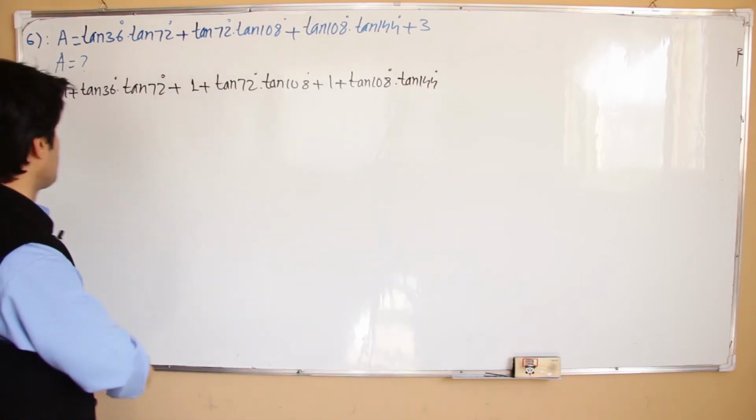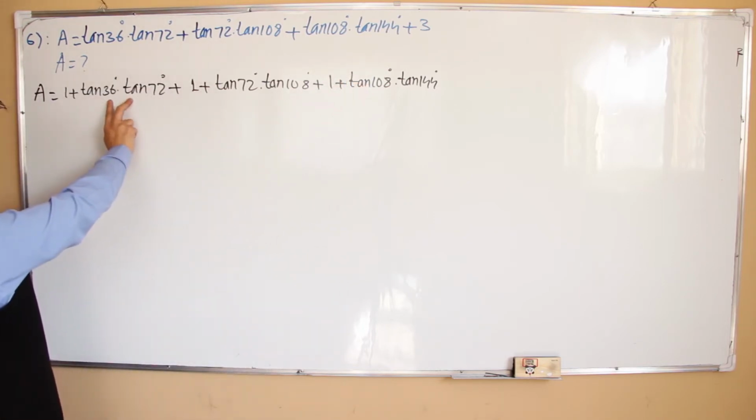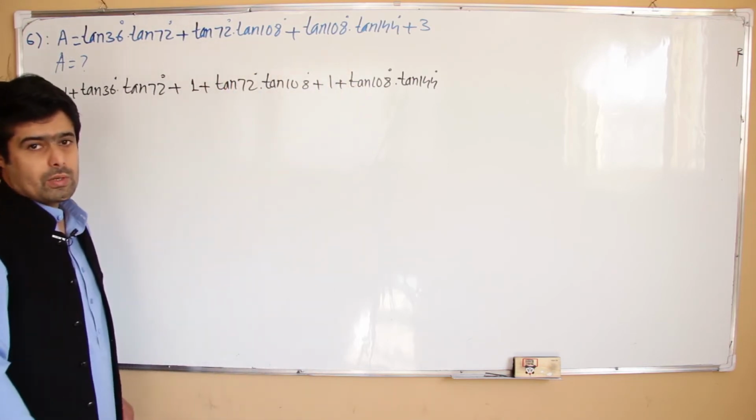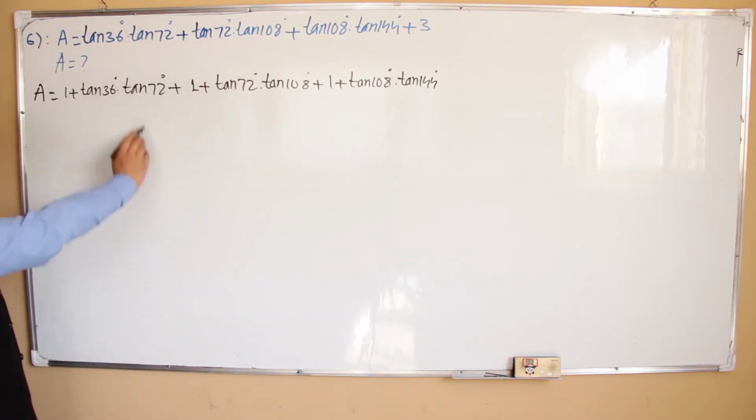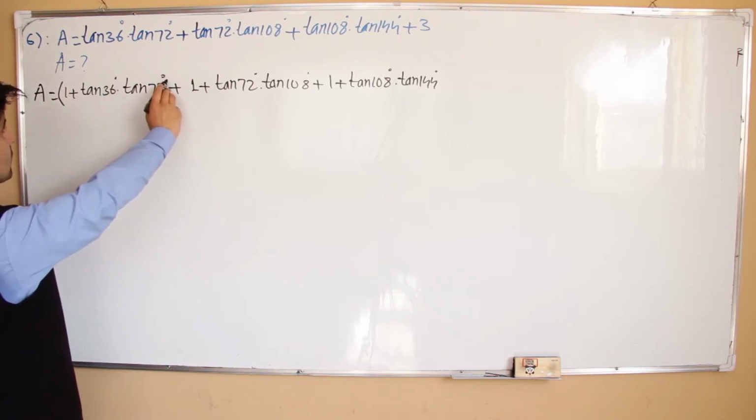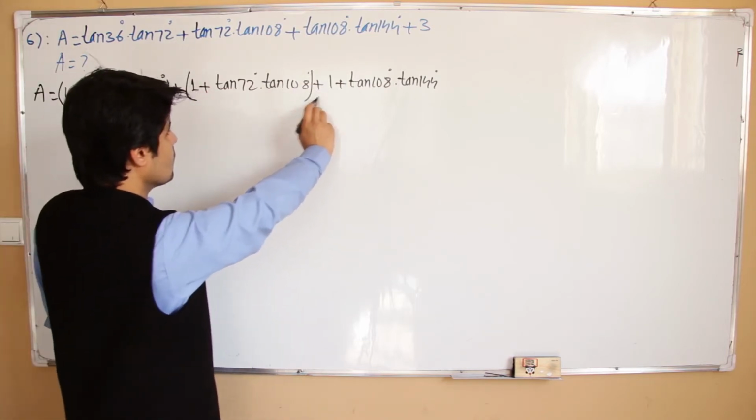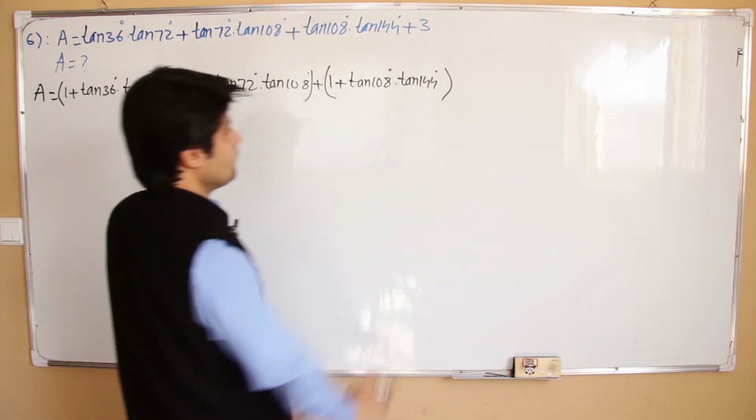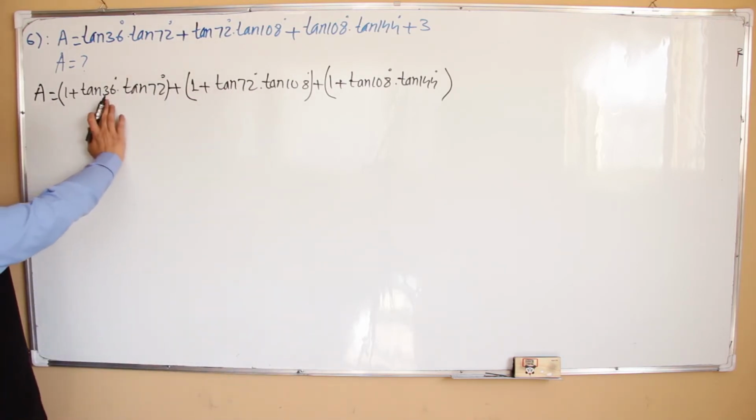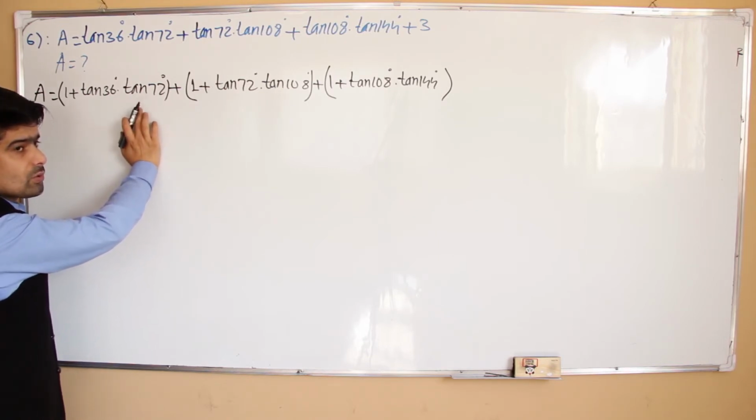Now listen, this 1, 1, 1, it is 3. Tangent 36, 72, this one is this, and this one is that one. Am I right? Yes. Now, here, listen to me. I will write this one in bracket. This one also. Am I right? Now in here, what do you think? 1 plus tangent alpha times tangent beta. There is something like this one.